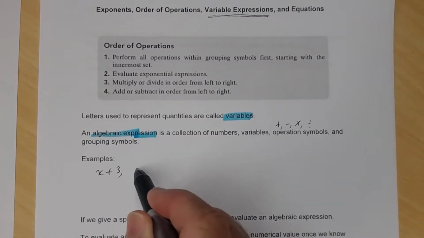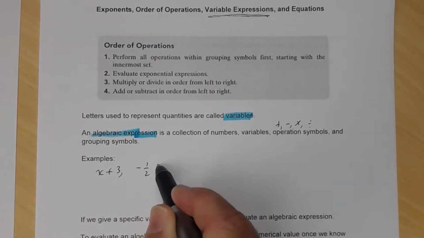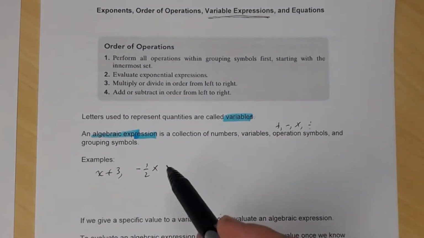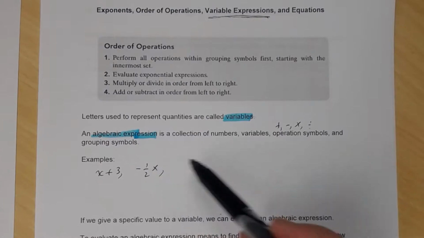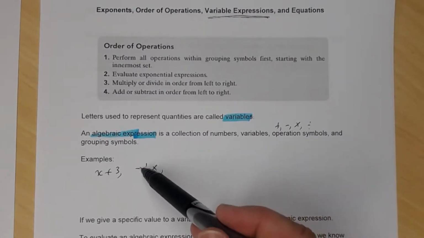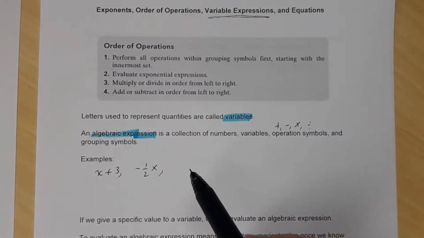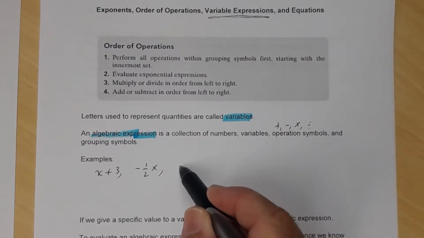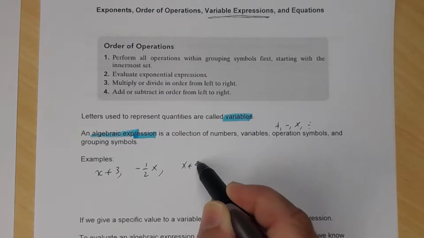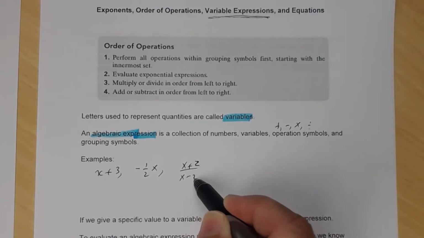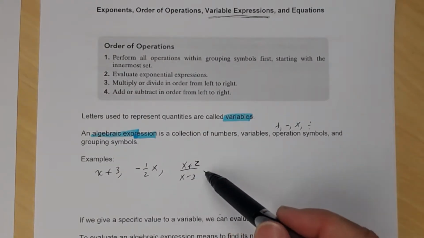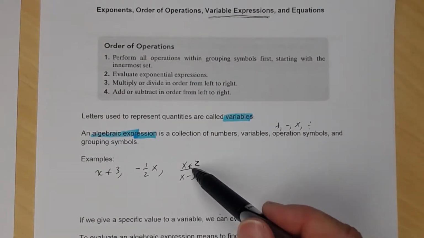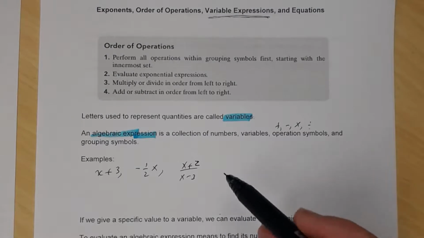We could just have something like negative 1/2 times x. So that's another example of an algebraic expression. It's made up of a product, the operation is multiplication, and it's made up of a number and a variable. Or x plus 2 divided by x minus 3. That's an algebraic expression. It's made up of division, addition, subtraction.